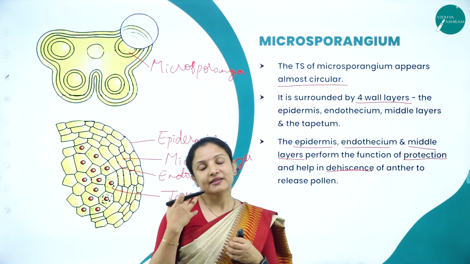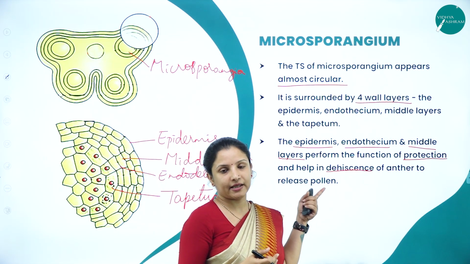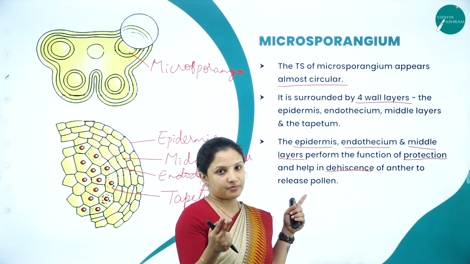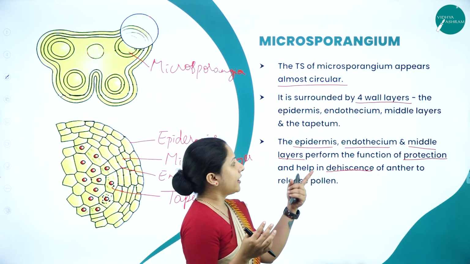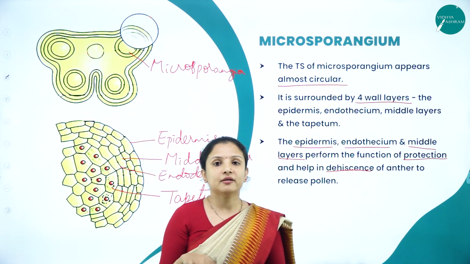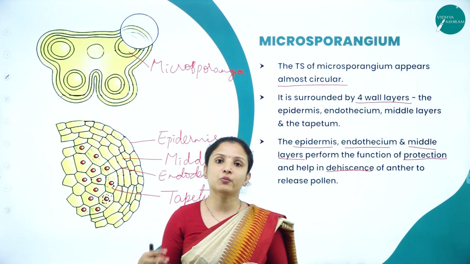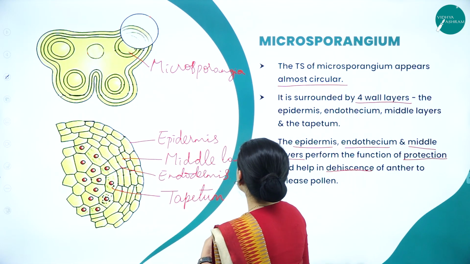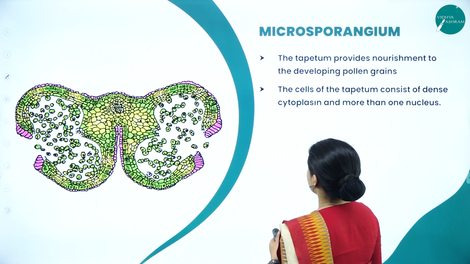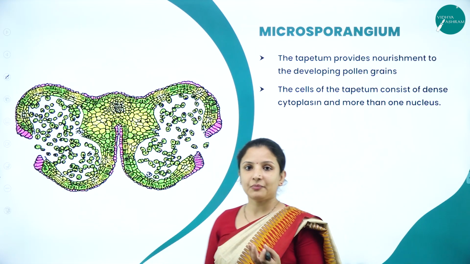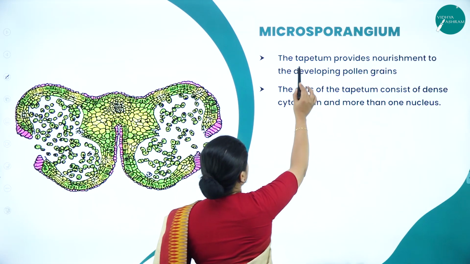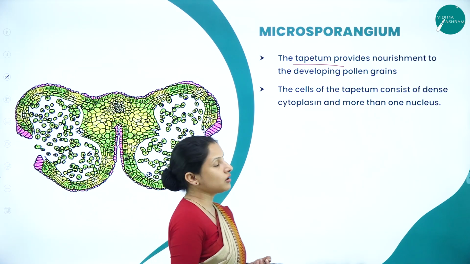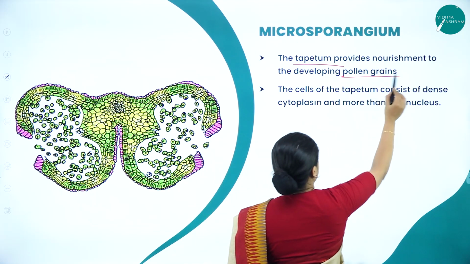So for the release of pollen grains, these 3 layers, the epidermis, the middle layers and the endothelium, actually help. But the tapetum's function is to provide nutrition to the developing pollen grains and the microspores as well. So this is about the microsporangia. Moving further, I told you the tapetum. What is the function of the tapetum? Tapetum provides nourishment to the developing pollen grains, or microspores.